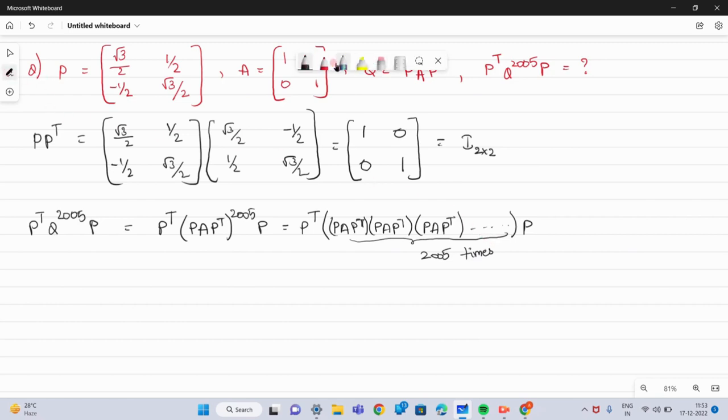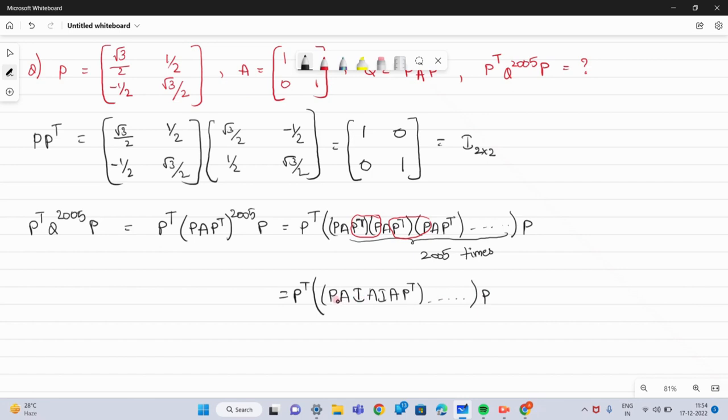So here you can observe P transpose into P and P transpose into P. You will get P transpose outside, it is already there. Inside you'll get P A; P transpose into P, we have already found out, which is I. Again A inside, again I, again A. Let it be here P transpose itself. This is again 2005 times and P.